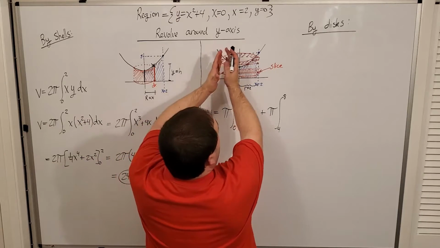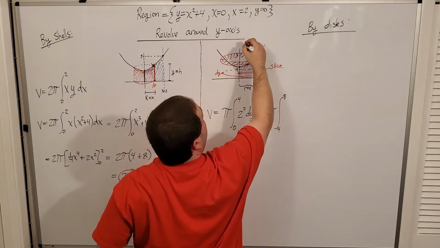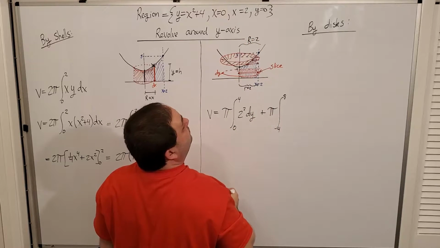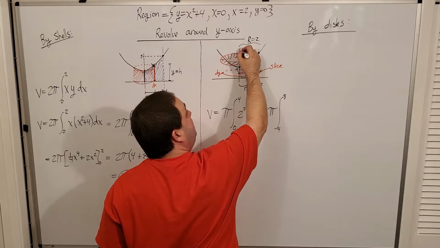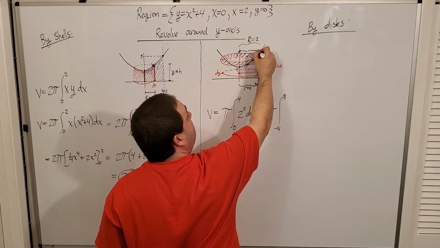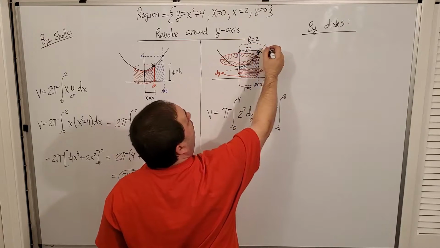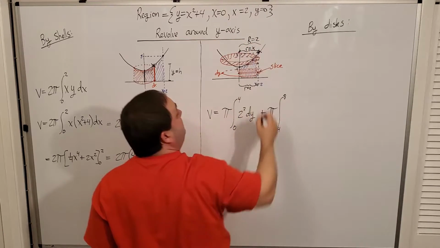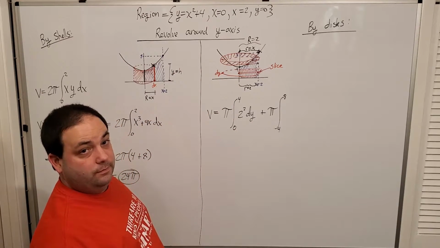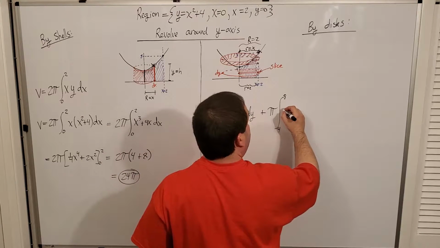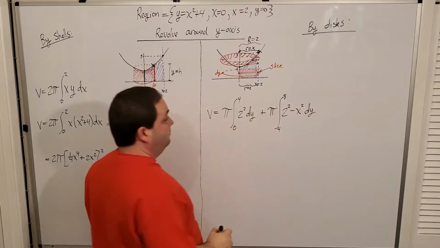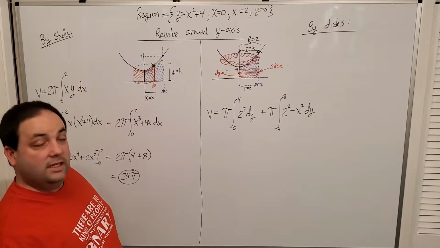Big R squared is going to be the distance from the center on out to the edge. Big R is going to be 2. Little r is going to be the distance from the center out to the curve. So little r is going to be your x distance from the axis to the curve. So that's going to be 2 squared minus x squared dy. Again, the thickness is dy.